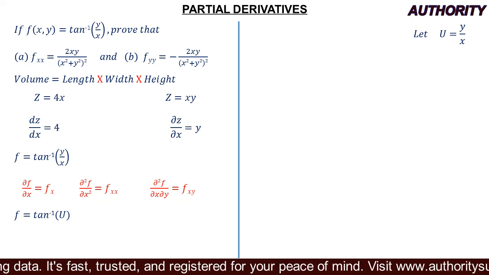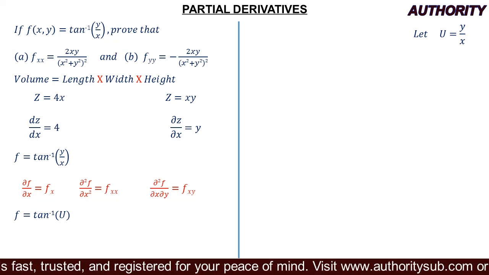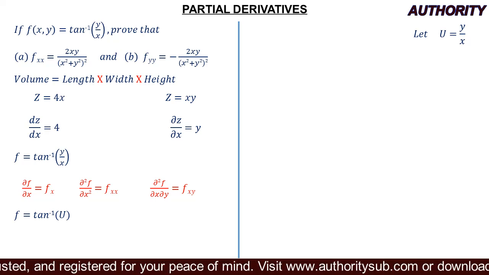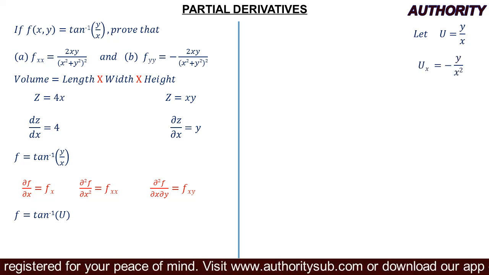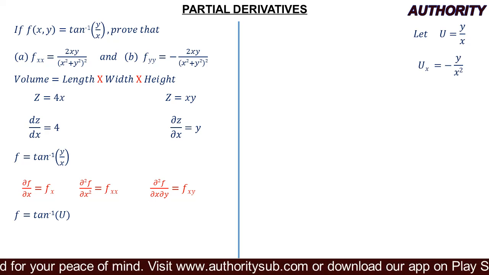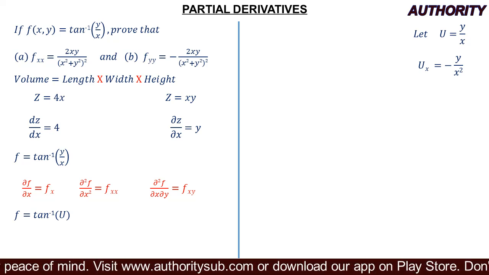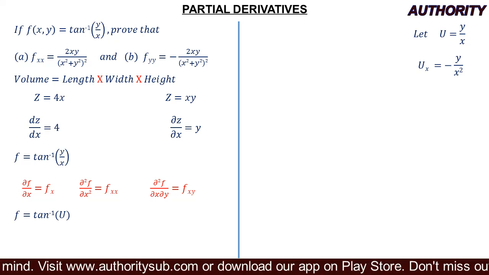So as we call it out, let's differentiate it partially with respect to x. When we differentiate this partially with respect to x, that means we have u subscript x. We're going to have minus y all over x squared. I think you know how we get this, right? This is the basic of differentiation. I'm very sure that you got this, right?